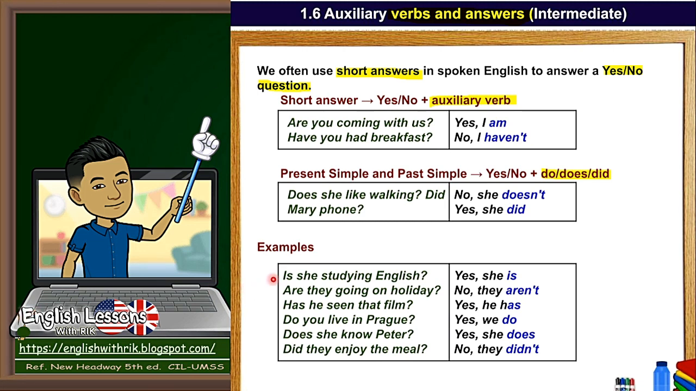Here are some more examples. Is she studying English? Yes, she is. Are they going on holiday? No, they aren't. Has he seen that film? Yes, he has. Do you live in Prague? Yes, we do. Does she know Peter? Yes, she does. Did they enjoy the meal? No, they didn't.